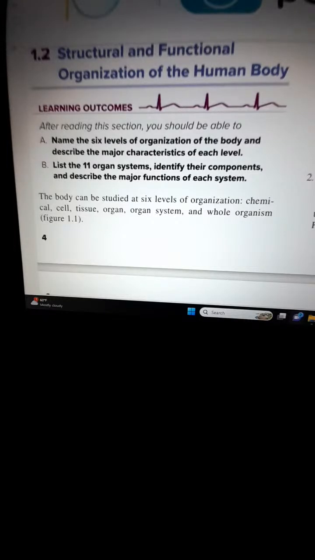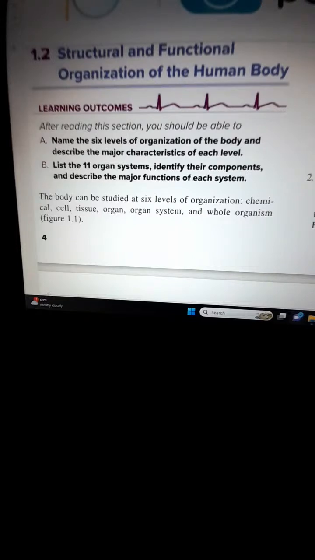After reading this section, you should be able to name, Ingrid, the 6 levels of organization of the body and describe the major characteristics of each level. List the 11 organ systems, Ingrid. Identify their components and describe the major functions of each system. So you better take out your pencil and your notepad.